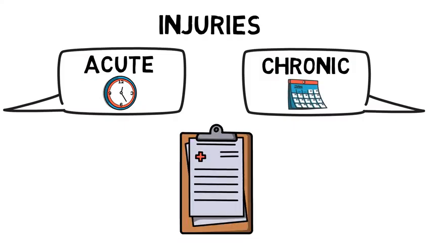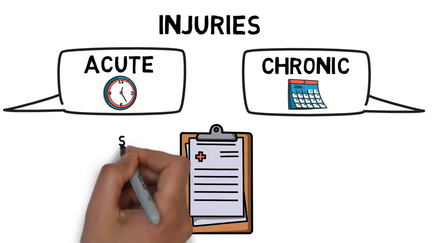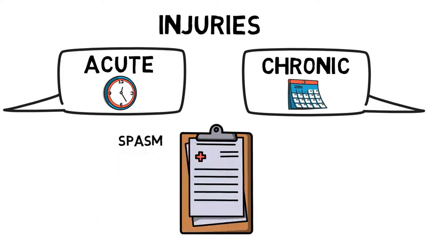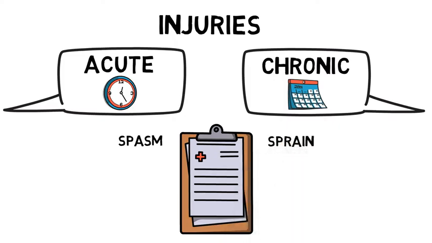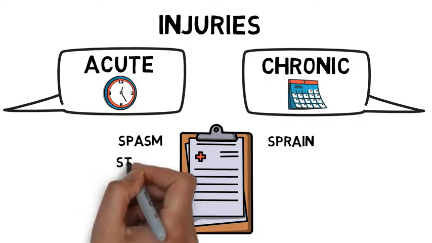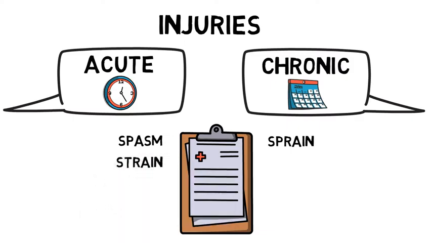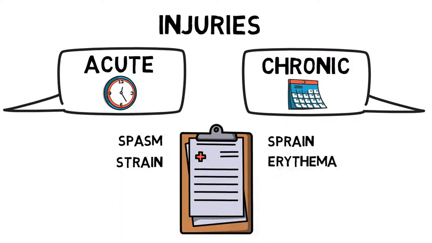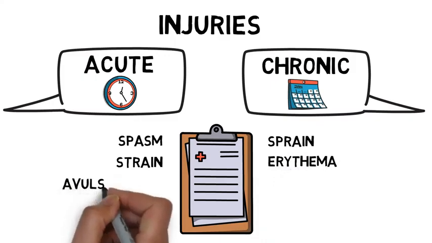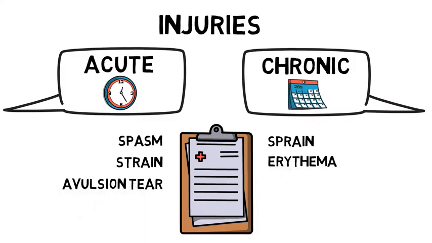Types of injuries include a spasm, which is an involuntary contraction to protect muscles by stopping them moving, a sprain, which is an overstretch of a ligament, a strain, which is an overstretch of a muscle or tendon, erythema, which is reddening of the skin, an avulsion tear, which is a tendon torn off a bone. Edema refers to excess swelling.